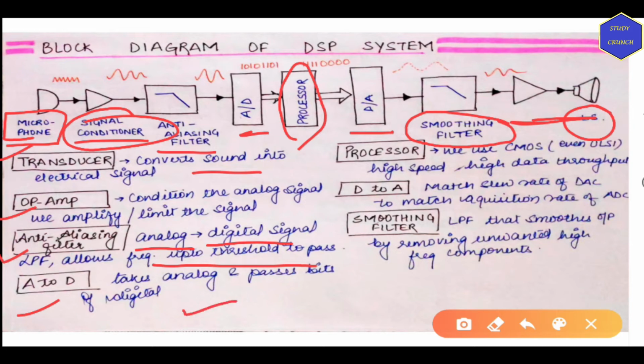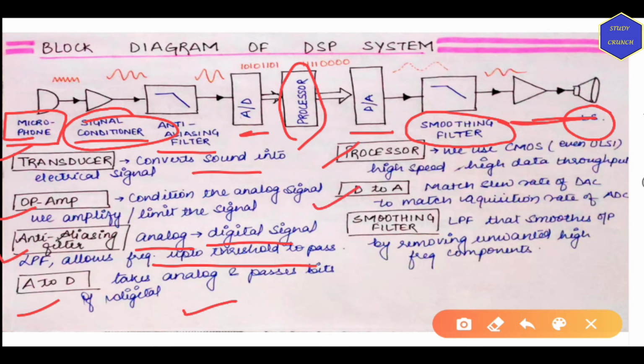So it will pass on the digital signal. Then comes the processor. What does a processor do? It actually processes the data, that is, it applies operations on the data. Suppose we want a loud amplified output, then it will condition the signal or apply operations on the signal likewise. Usually we use CMOS or even ULSI processors, which have high speed and high data throughput.